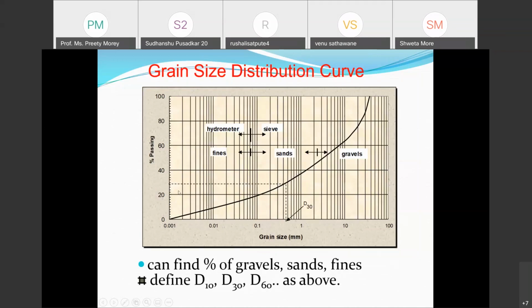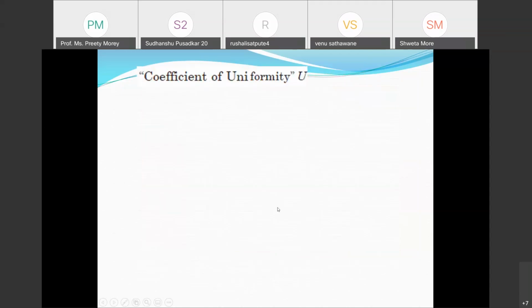This I have already shown for D30. This is the 30% line, and for this D30 line I have extended downward, and the diameter which I am getting here is D30. So likewise, you get D10, D30, D60. These are used to find different coefficients which will be useful for classifying the soils.